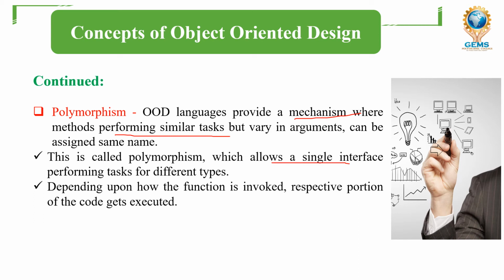Polymorphism allows a single interface to perform tasks of different types. A single interface performing different tasks of different types. Polymorphism also, depending upon how the function is invoked, means the respective portion of the code gets executed. So these are the important concepts of object oriented design.